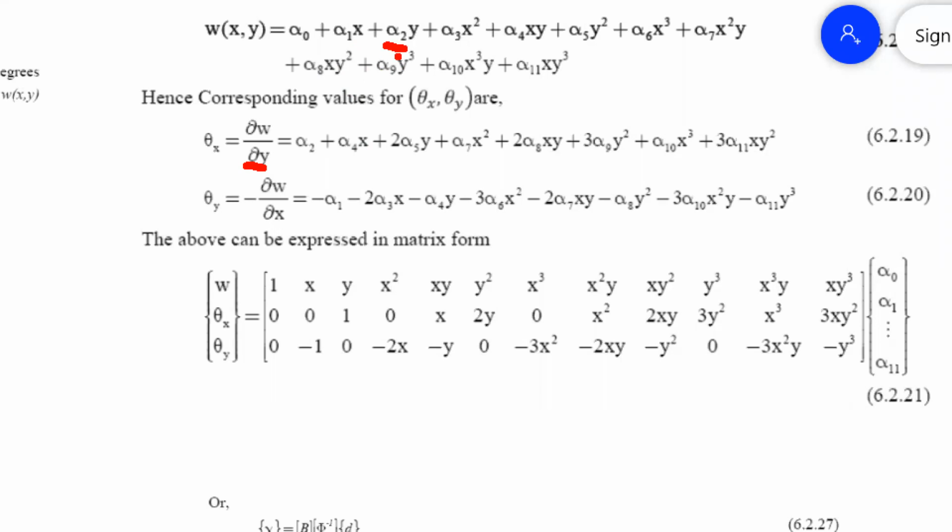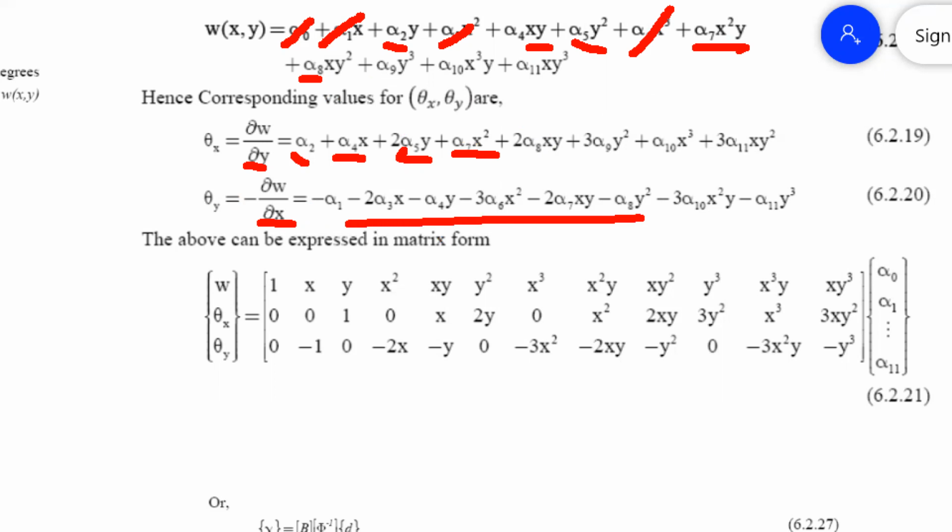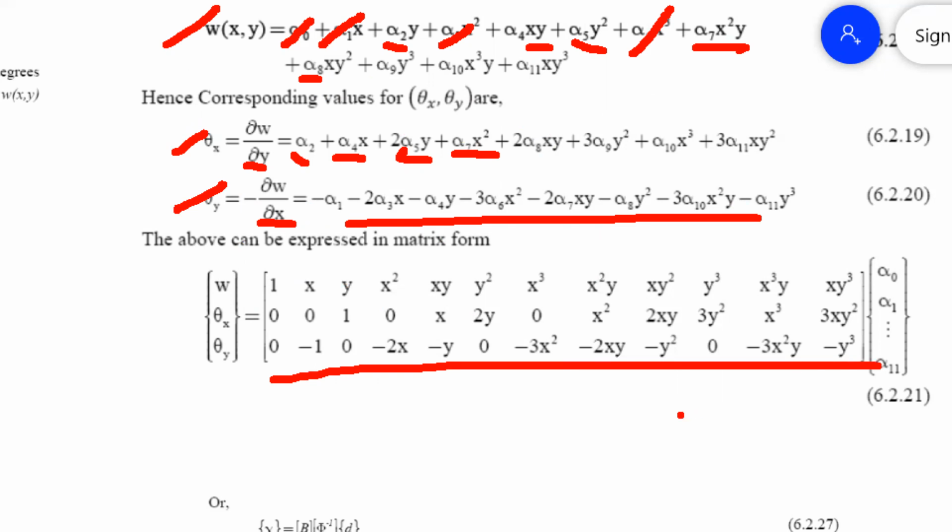Okay. So we have alpha 2. Yan. Variable ng y. So this is constant, no? Ito. Okay. Alpha 4 xy. So alpha 4x. Okay. And then 2 alpha 5 y. Okay. Constant. So wala yan. And then alpha 7 x squared y. Okay. So on and so forth. So ganun din sa theta y. Ang variable naman is x. So we have this. In matrix form, you can express this w, theta x, and theta y as this.